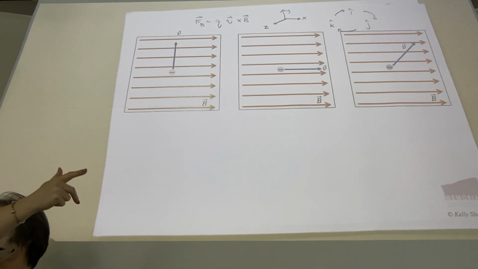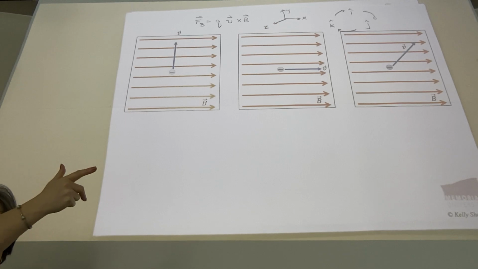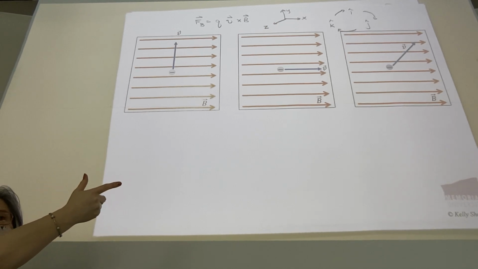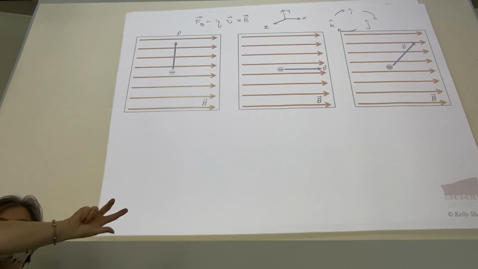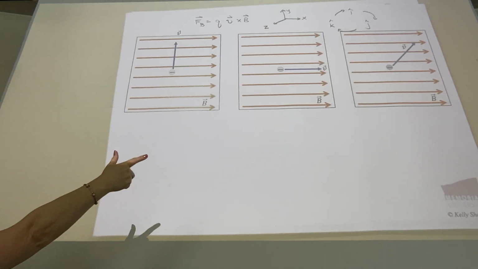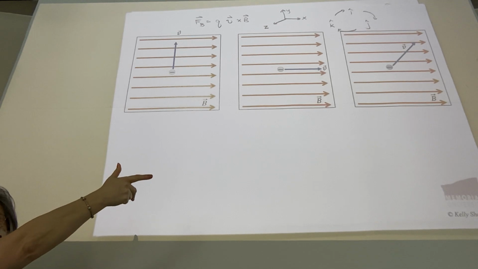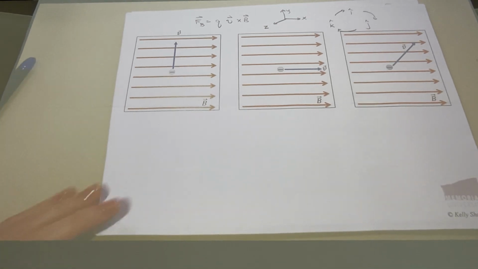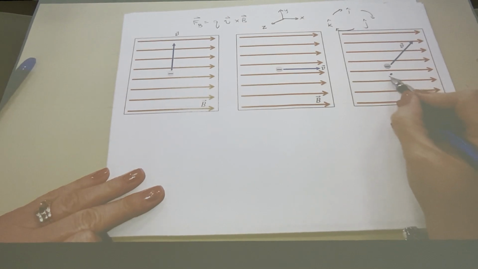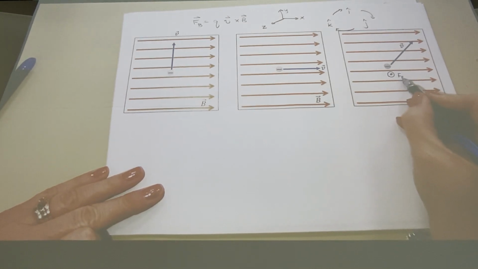Here's where you have to remember that your right hand rule is for a positive charge. If your charge is negative, you have to rotate your answer by 180 degrees or just flip directions. So a positive charge doing this would have a force into the page. This is a negative, so the force must be out of the page. So there's the magnetic force.